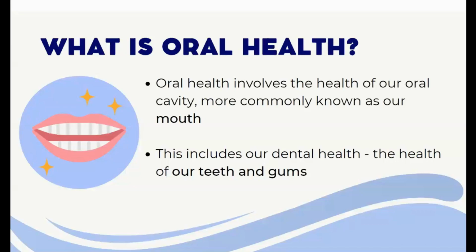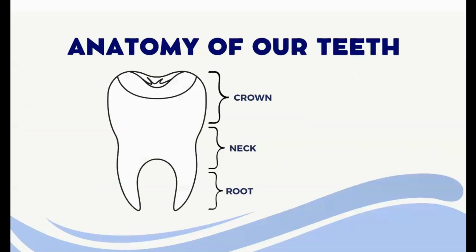Oral health involves the health of our oral cavity, most commonly known as our mouth. This includes our dental health, the health of our teeth and gums, and your teeth are part of your digestive system. They help break down our foods before we swallow, and most humans have 32 teeth, although some of us will have fewer. Just a little bit of anatomy of our teeth.